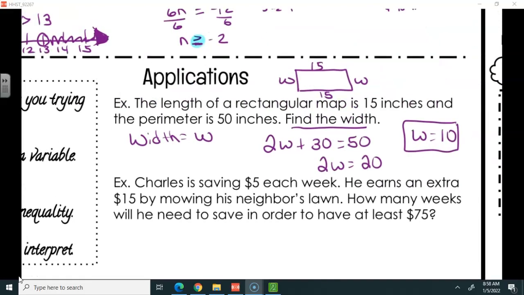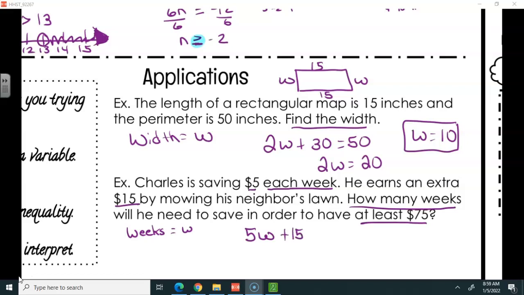Okay, so let's look at this last part. Charles is saving $5 each week. Okay, he earns an extra 15 by mowing his neighbor's lawn. How many weeks will he need in order to save at least $75? Okay, so $5 each week. How many weeks? So our unknown is how many weeks. So that's going to be our W. And he's making $5 for each week. He has $15 from the neighbor's lawn.